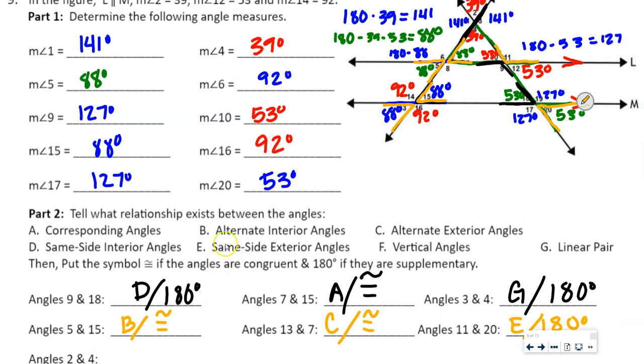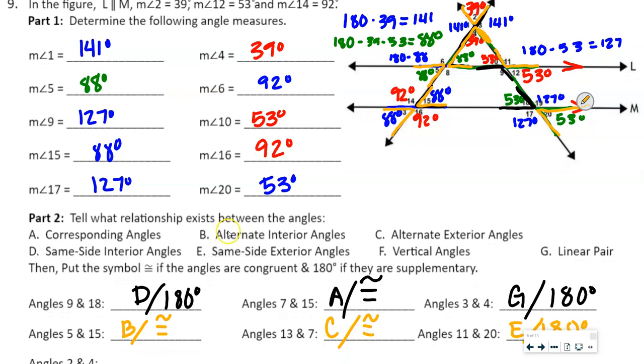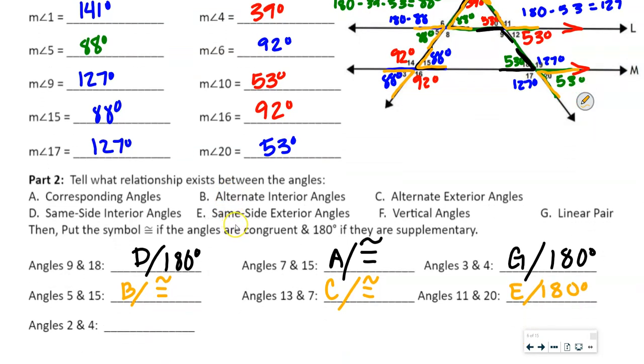All right, then we got 2 and 4. So up here we've got angle 2 and angle 4 right there, at the top. Angles 2 and 4 are vertical angles, aren't they? So that's F. And again, vertical angles are congruent, aren't they? Exactly. Okay.